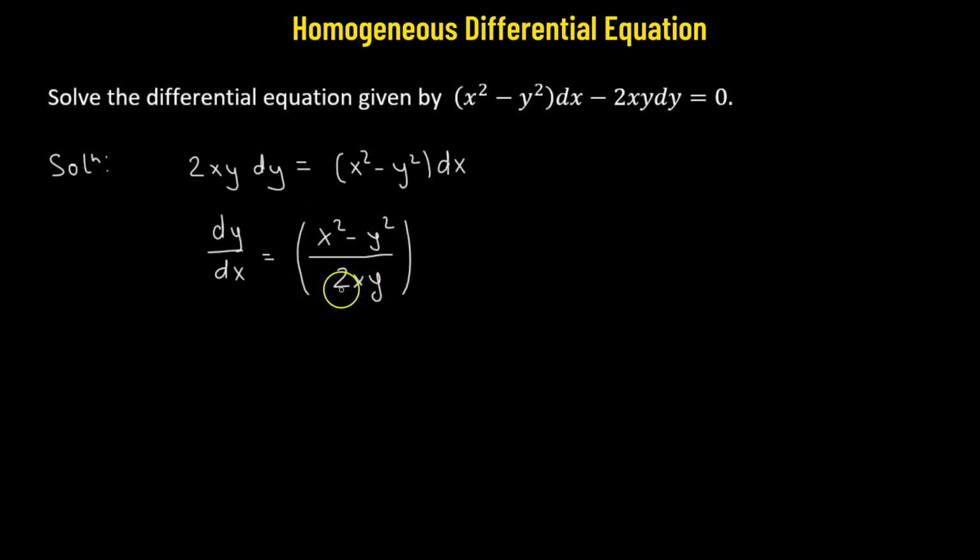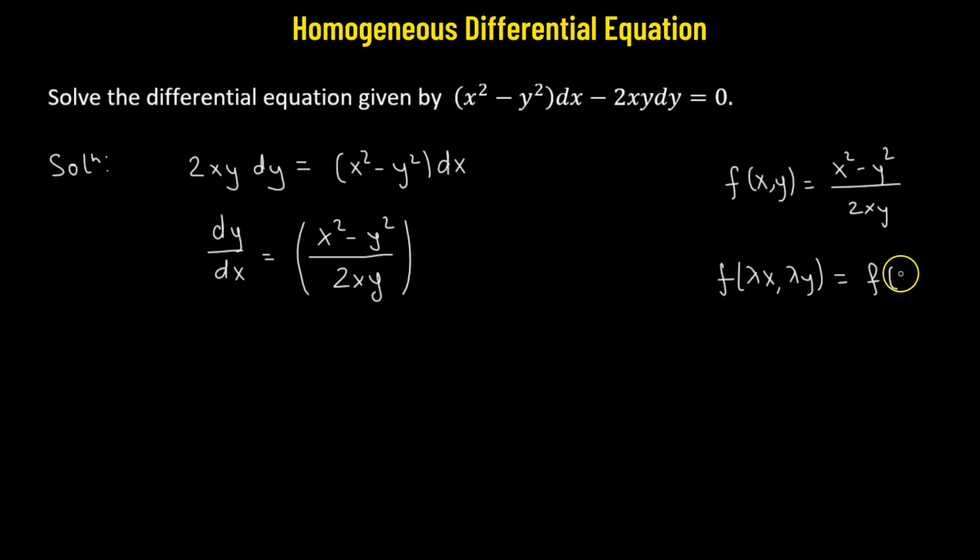The reason being, if we consider this function f of x comma y equals (x squared minus y squared) divided by 2xy, and we make the substitution of x with lambda x and y with lambda y, then we will obtain back the original function f of x comma y. When this criterion is fulfilled, we say that our given function is a homogeneous function. And since the function is homogeneous, this is going to be a homogeneous differential equation.